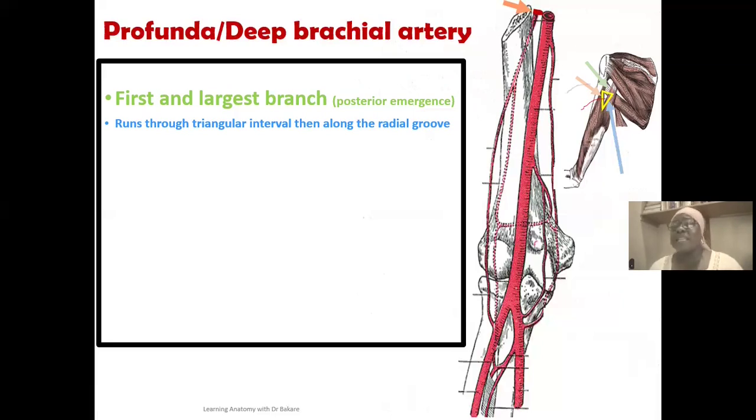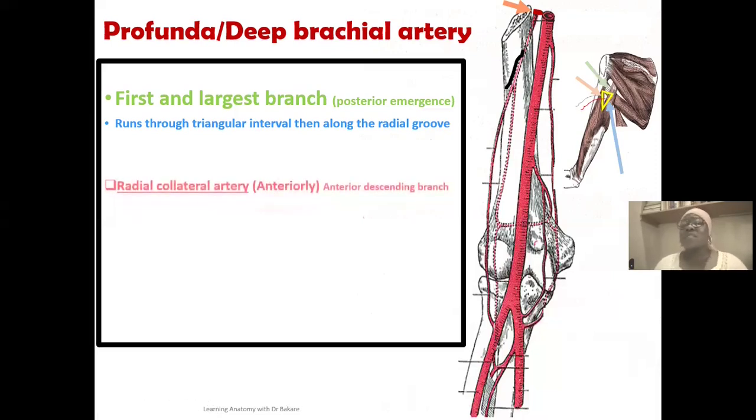It is seen to be accompanied by the radial nerve. This is where we also have the radial nerve here highlighted at this region. So you see that after exiting the triangular interval, they are seen to then pass through the radial groove. If you use this image on this other side, this is where we have the radial groove, which is also referred to as the spiral groove. This groove is seen at the posterior surface of the humerus, and it is along this groove that the profunda or the deep brachial artery will run through.